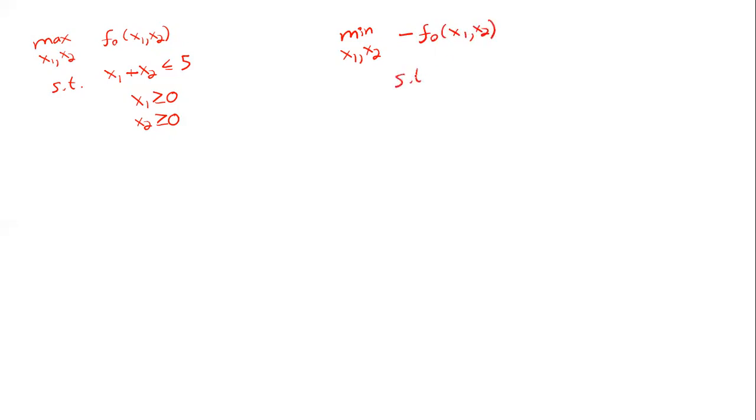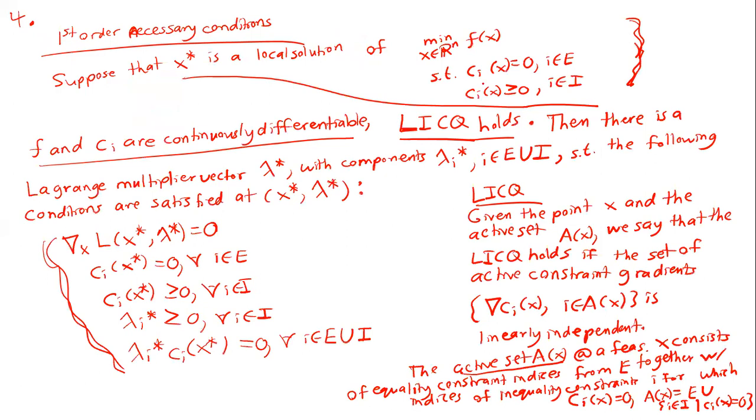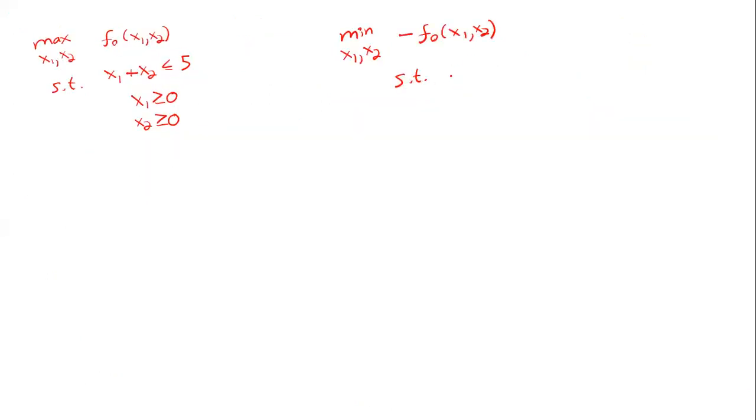And so, like we just said, to get it in this form the constraints are going to be greater than or equal to 0. So it's going to be such that 5 minus x1 minus x2 is greater than or equal to 0. And then we have x1 greater than or equal to 0 and x2 greater than or equal to 0. I'm going to call this one C1, this one C2, and this one C3.